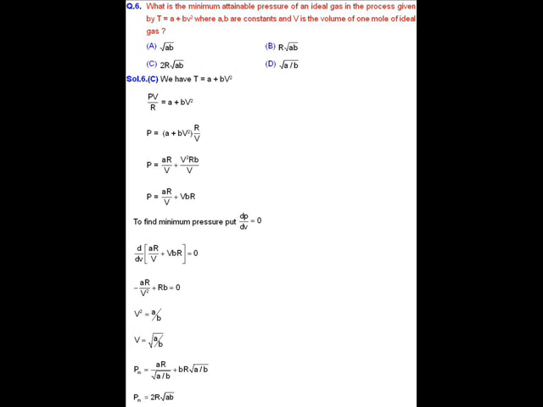So P minimum is equal to AR upon square root of A by B plus BR square root of A by B. That implies minimum pressure at V equals square root of A by B is P minimum equals 2R square root of AB. Option B is correct. Sorry, option C is correct.